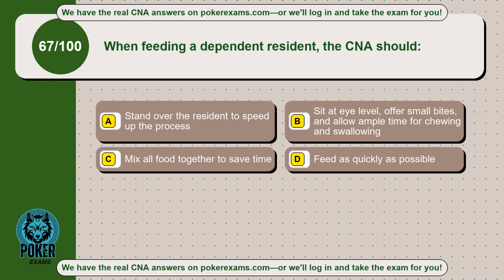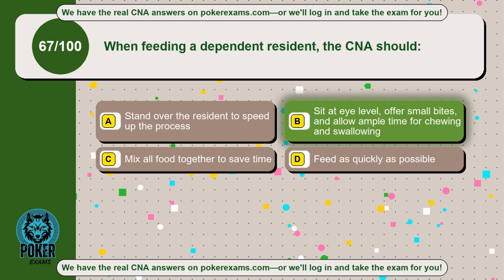Question 67. When feeding a dependent resident, the CNA should. Option A. Stand over the resident to speed up the process. Option B. Sit at eye level, offer small bites, and allow ample time for chewing and swallowing. Option C. Mix all food together to save time. Option D. Feed as quickly as possible.